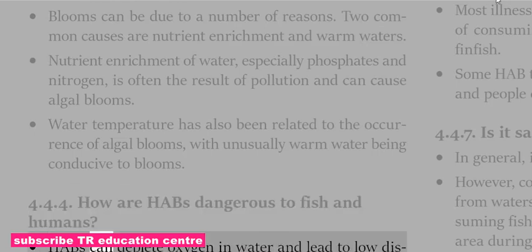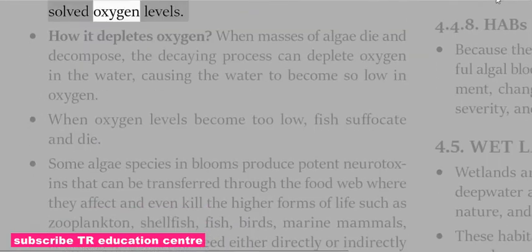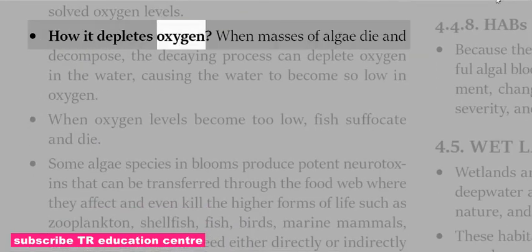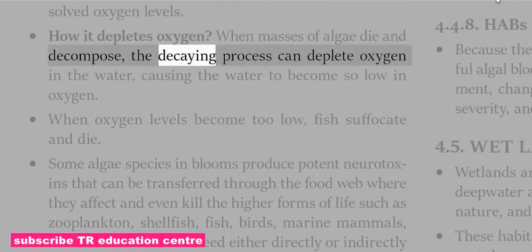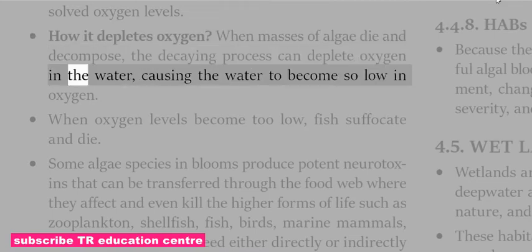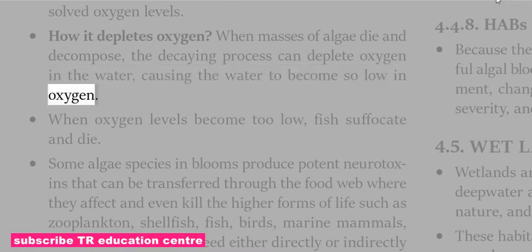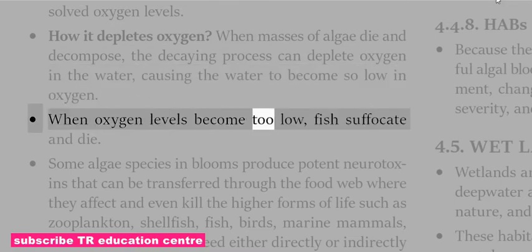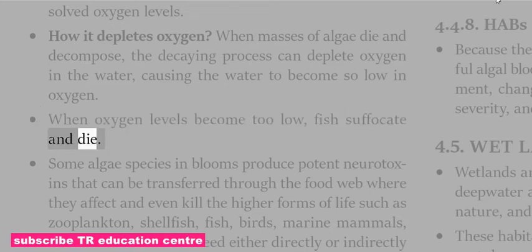How are HABs dangerous to fish and humans? HABs can deplete oxygen in water and lead to low dissolved oxygen levels. How does it deplete oxygen? When masses of algae die and decompose, the decaying process can deplete oxygen in the water, causing the water to become so low in oxygen. When oxygen levels become too low, fish suffocate and die.